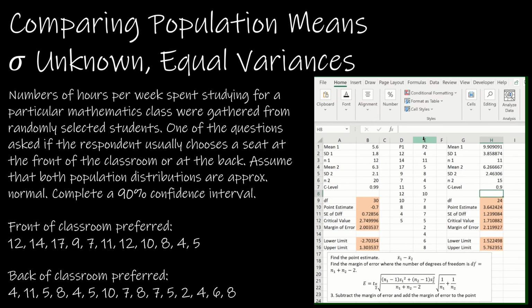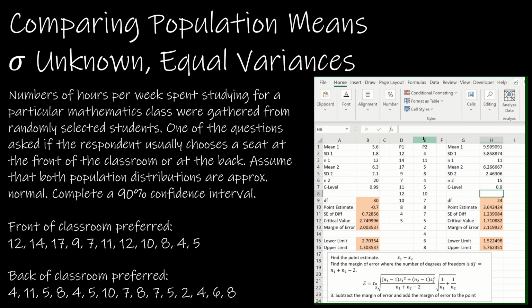So again, once I've done that, I get everything else done for me, which is fantastic, but I still need to understand what I found. So the question is, oh, I'm sorry, it wasn't test scores, it was number of hours per week. So we're looking at the number of hours per week studying for a particular math class gathered from people who usually sit at the front versus people who usually sit at the back.